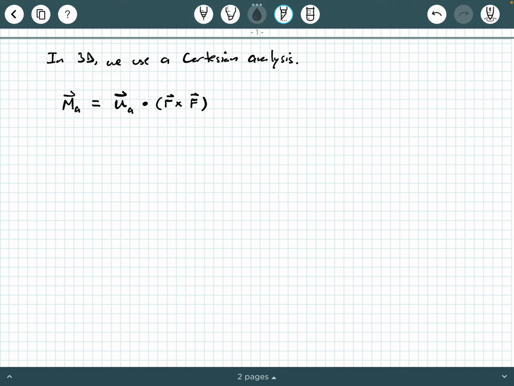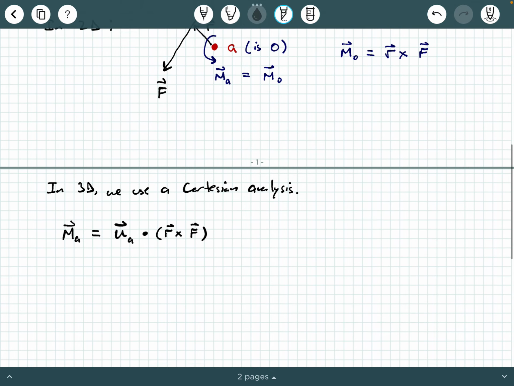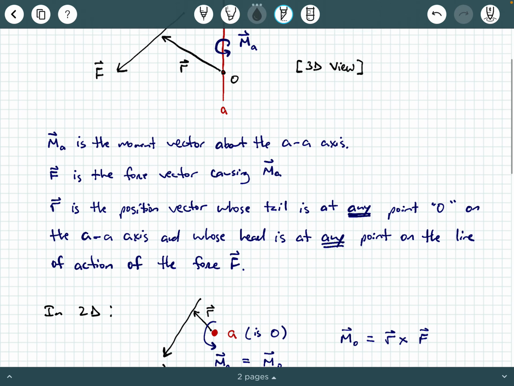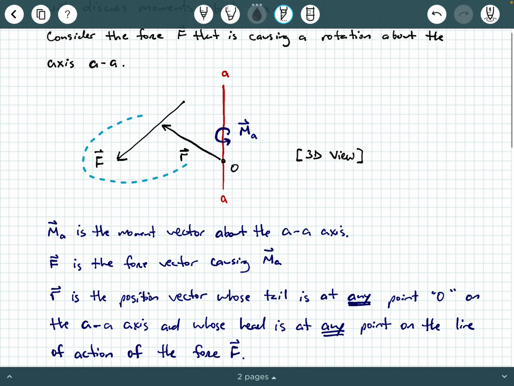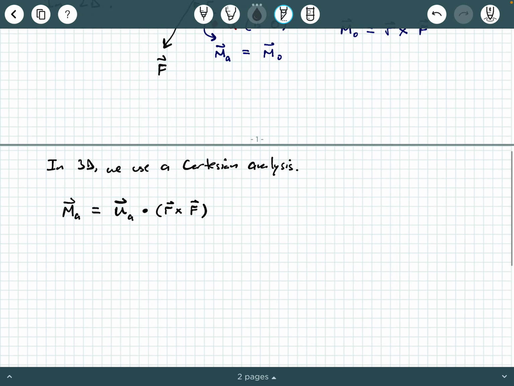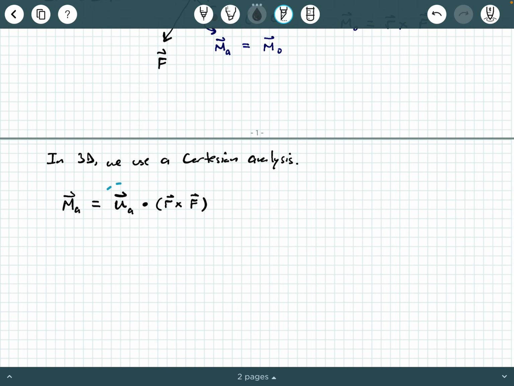Now, that R cross F here is the same R and the same F that I showed in my first 3D figure here. It's R cross F, but now I've got this three-dimensional axis that is somehow defined in 3 space, okay? And so because of that, I need to incorporate its essence into this. And I do that using the unit vector of that axis A, all right? So let's write this down.